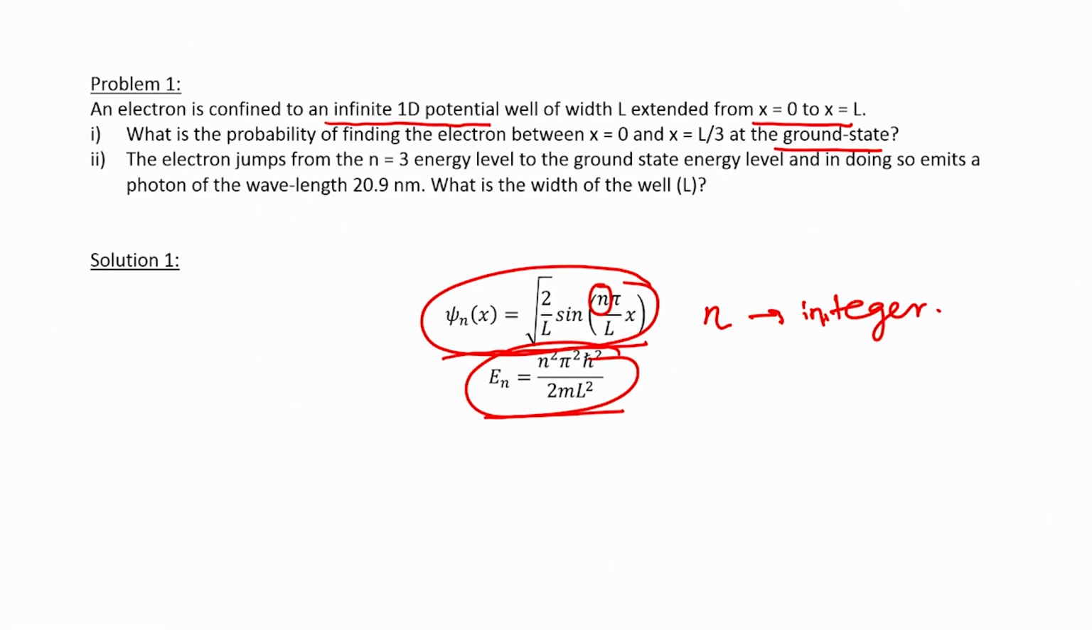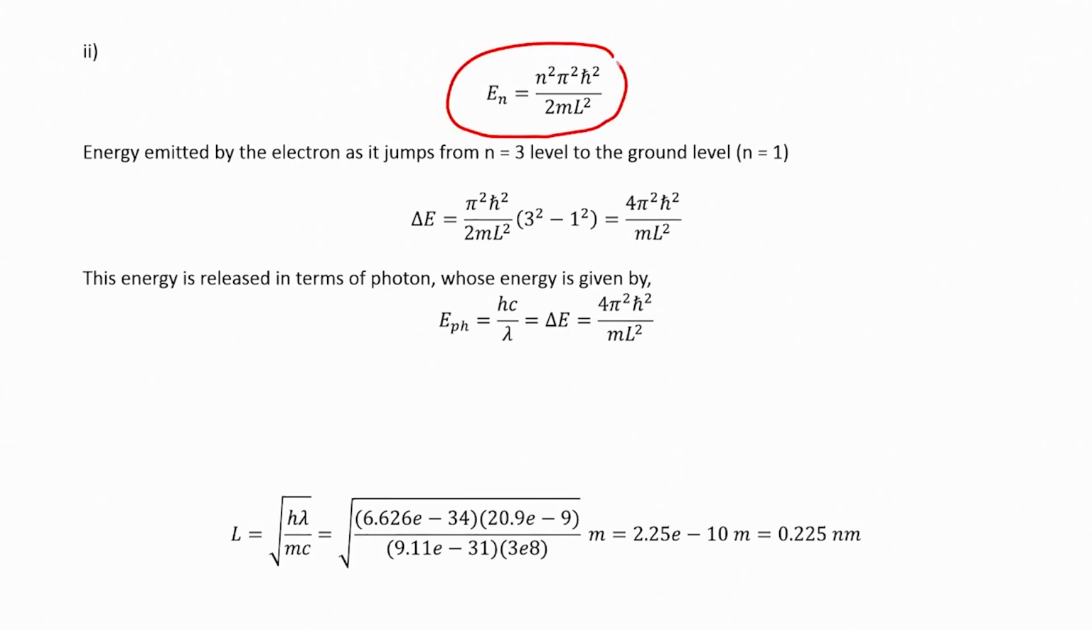So, what was the next problem? It was: if the electron jumps from n equal to 3 energy level to the ground state energy level. So, again from n equal to 3 to n equal to 1, your ground state corresponds to n equal to 1. So, basically E n is given by this expression, that is the energy of the nth state. If it jumps from n equal to 3 to n equal to 1, it emits an energy which corresponds to del E is equal to pi square h cut square by twice m L square into (3 square minus 1 square). So, it will give you some expression here.